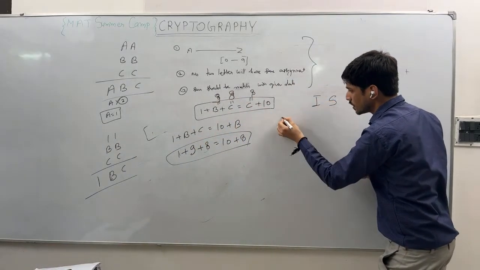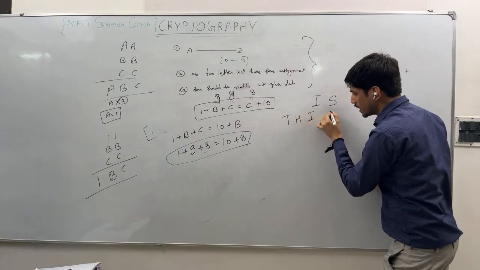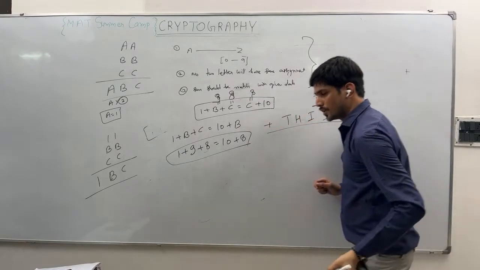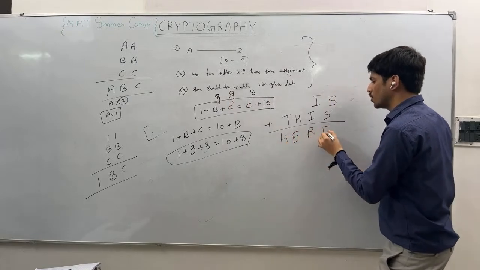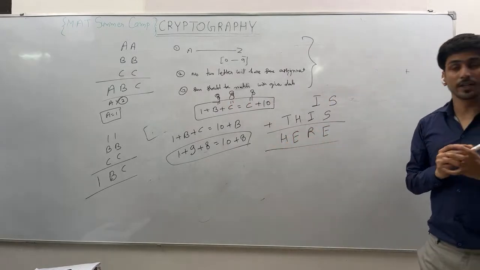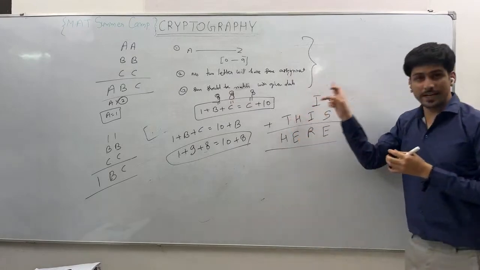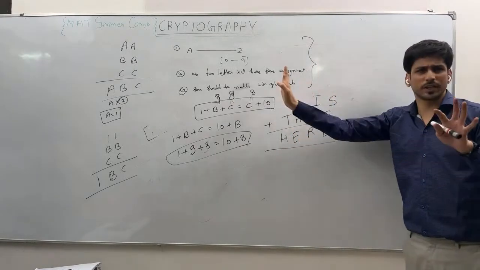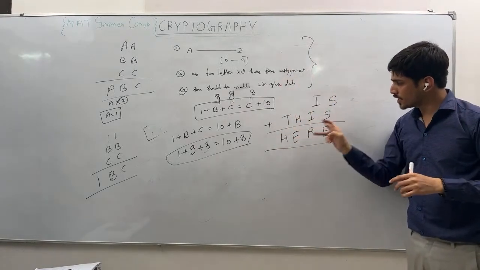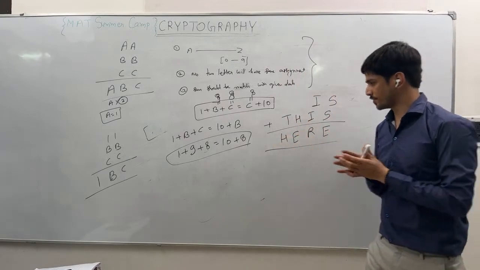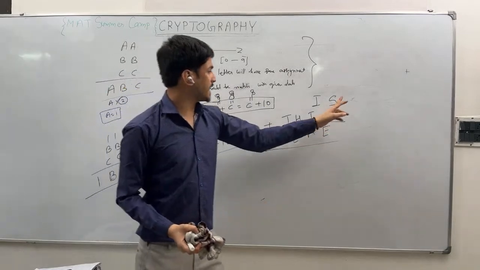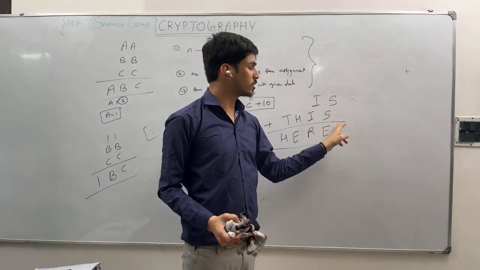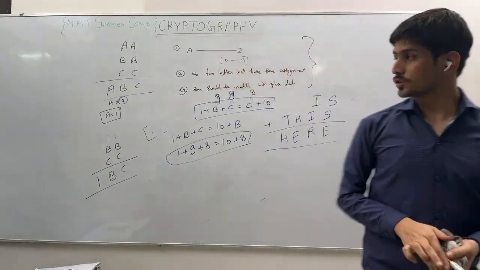T, H, I, S. Here, H, E, R, E. All of you try to solve this. What is the possible value of I, S? Here 2 digits are left. Nothing is there. Then T, H, I, S, and here you have H, E, R, E. Try to solve this. Definitely S and N. If this and this both have to be the same, try to solve this one.